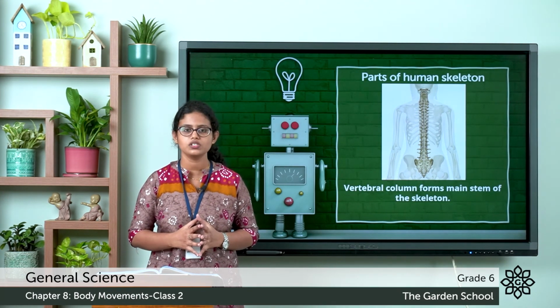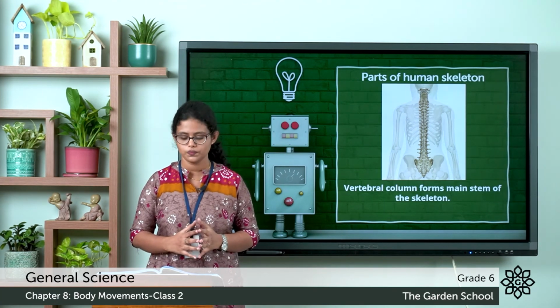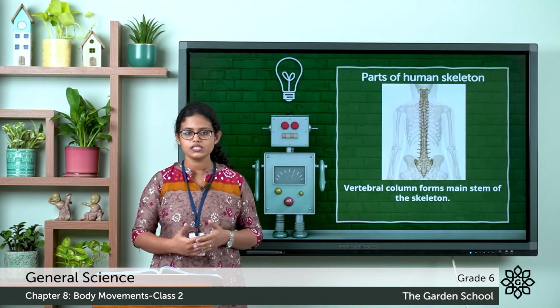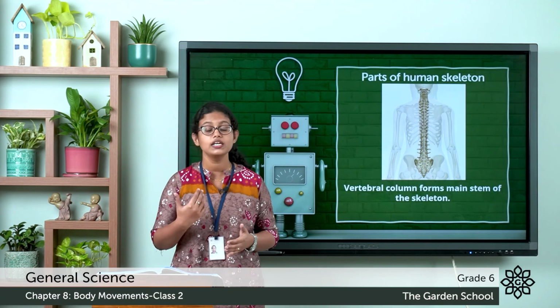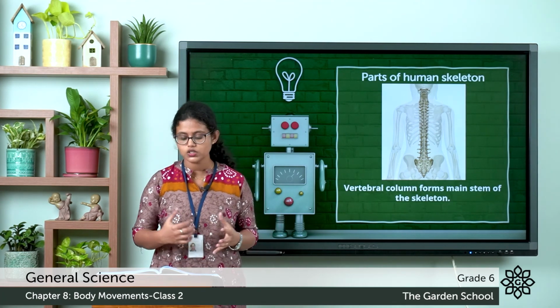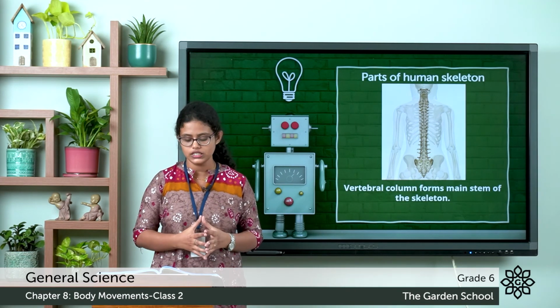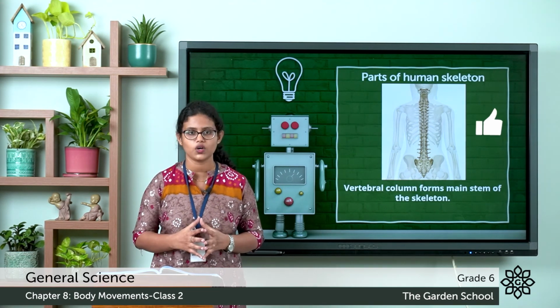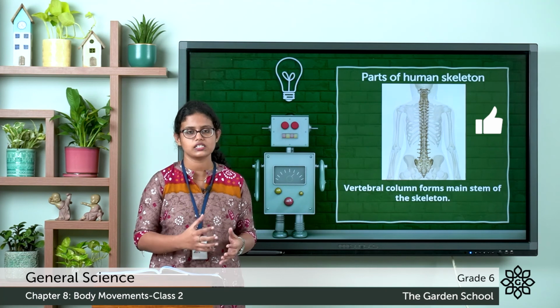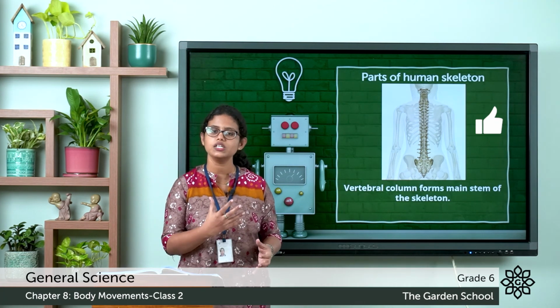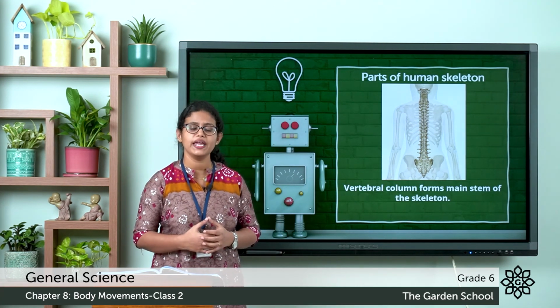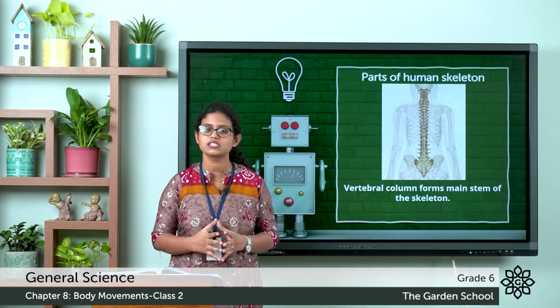So that is about the vertebral column. All the bones are connected by cartilages and together they form a cavity, and this cavity protects the spinal cord. So that is about the vertebral column. It is the main stem of the human skeleton.